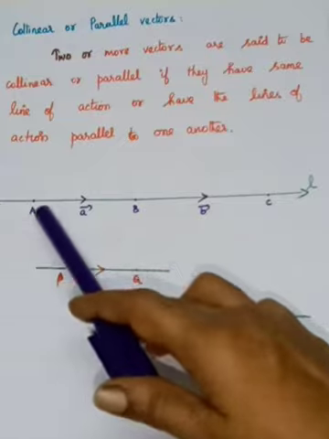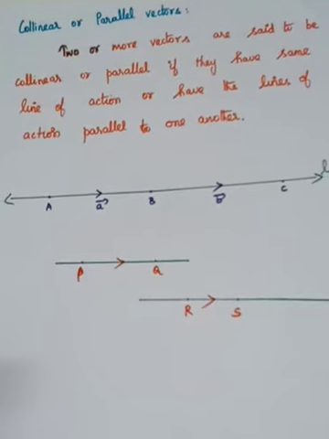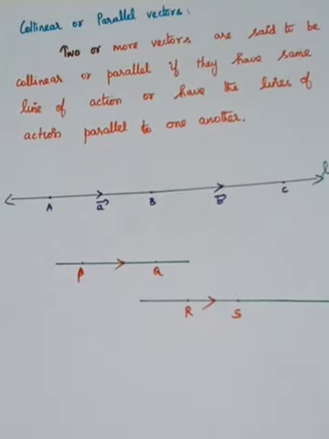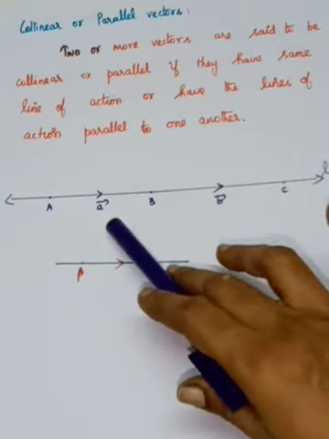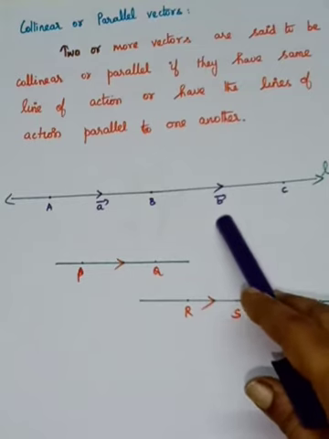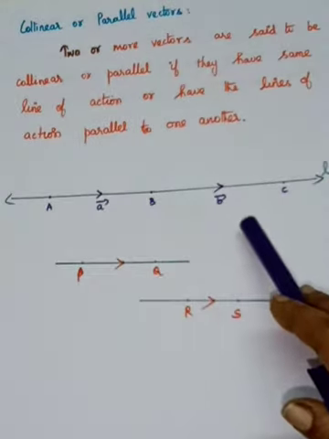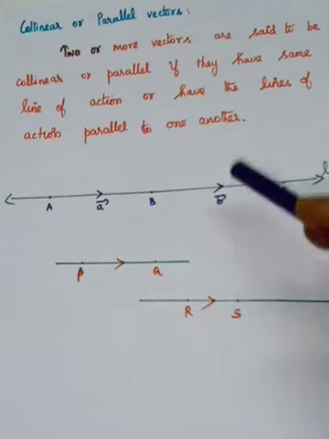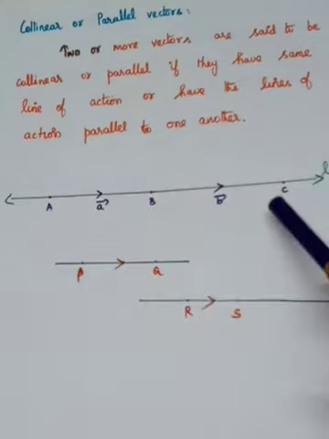See that here I have drawn the line L. This is the support of the two vectors. One is AB vector, which I have marked as A vector. The next one is BC vector, which I have marked as B vector. So the A vector and B vector lie on the same line. So they act on the same line. Therefore they are collinear.